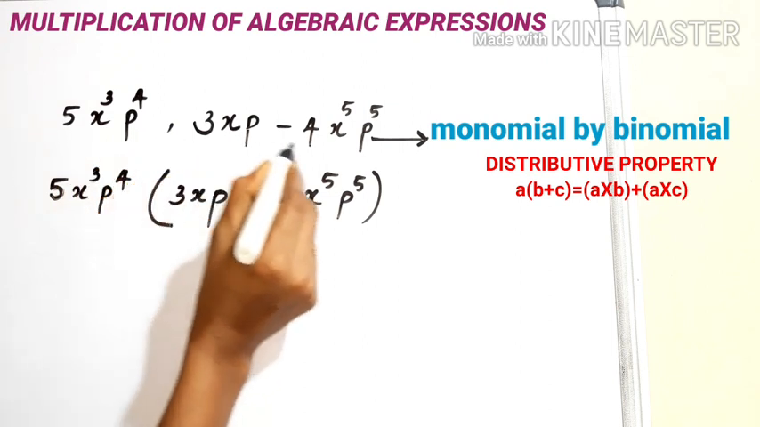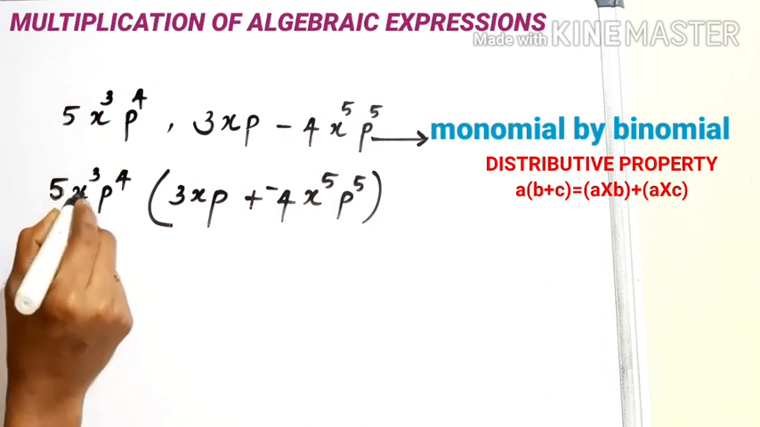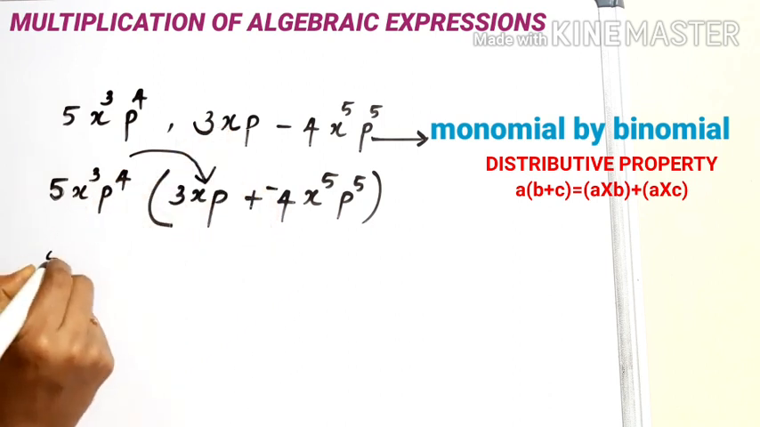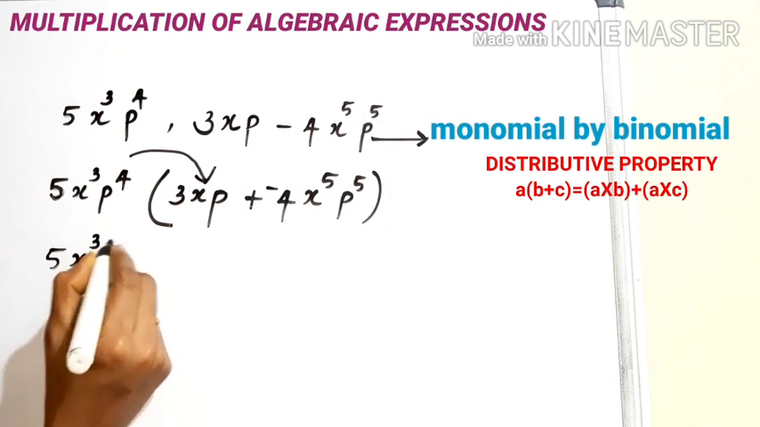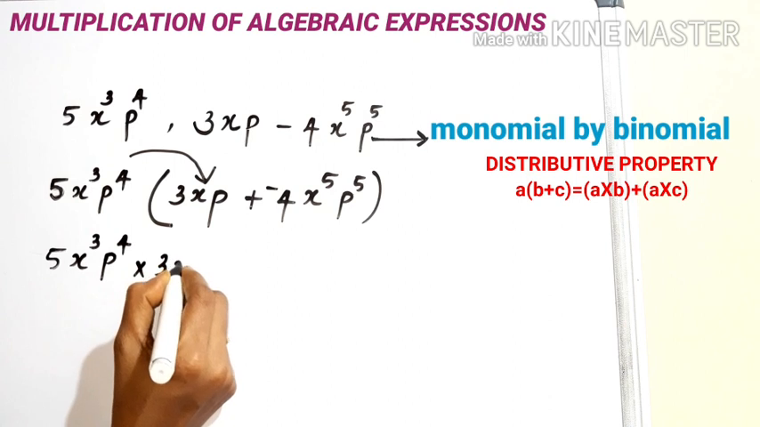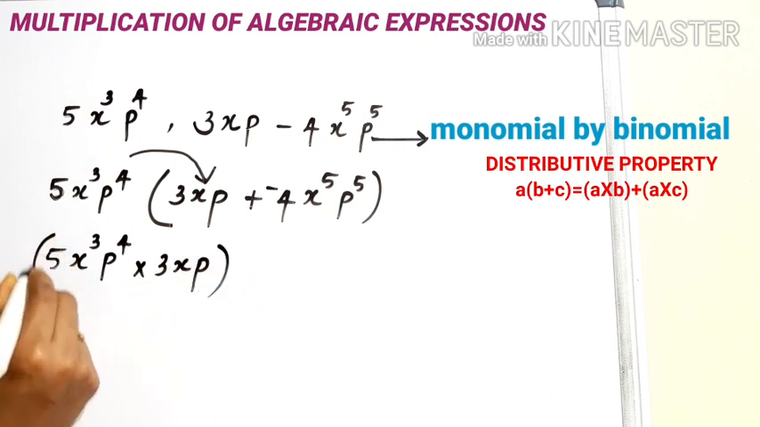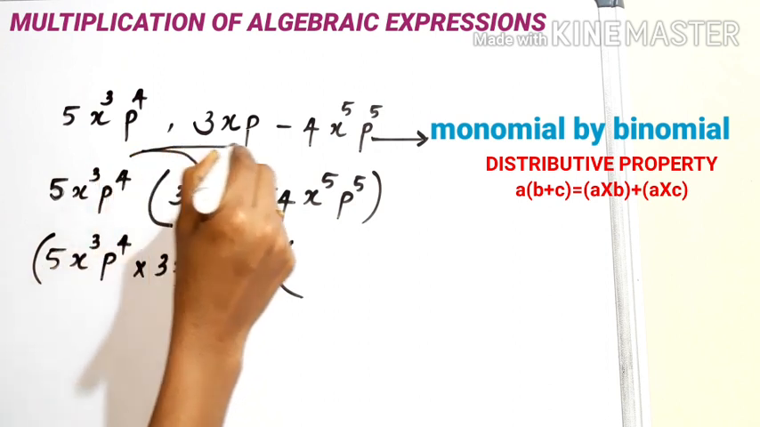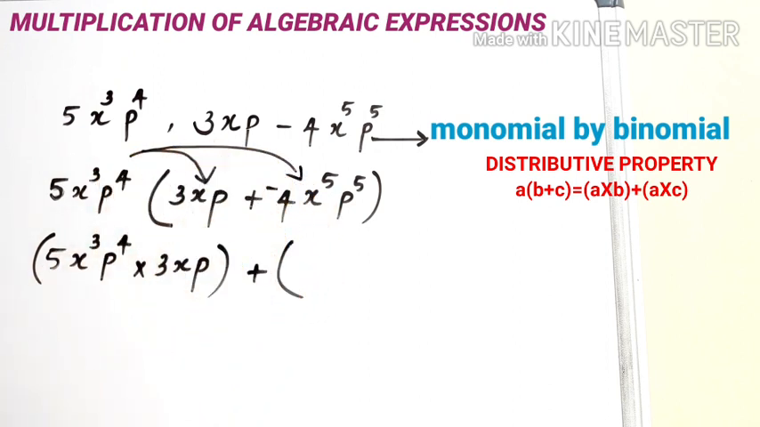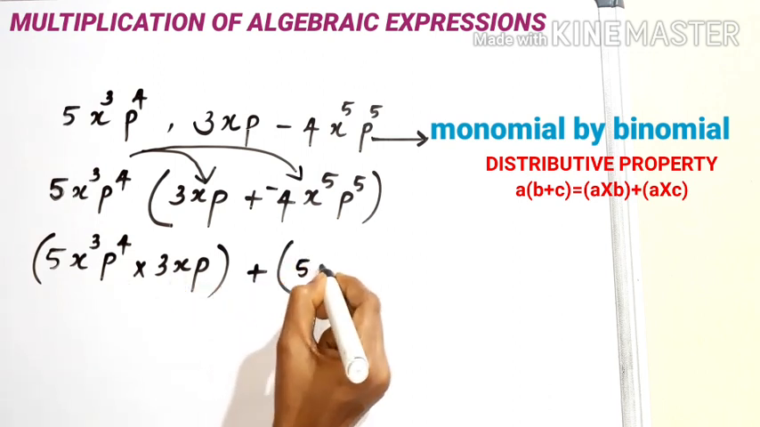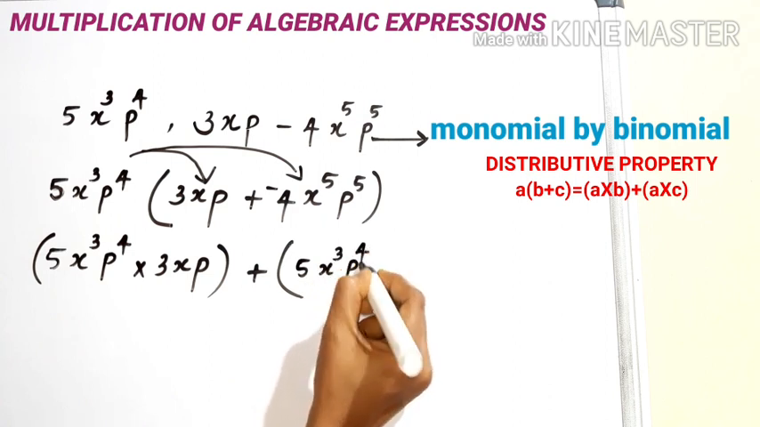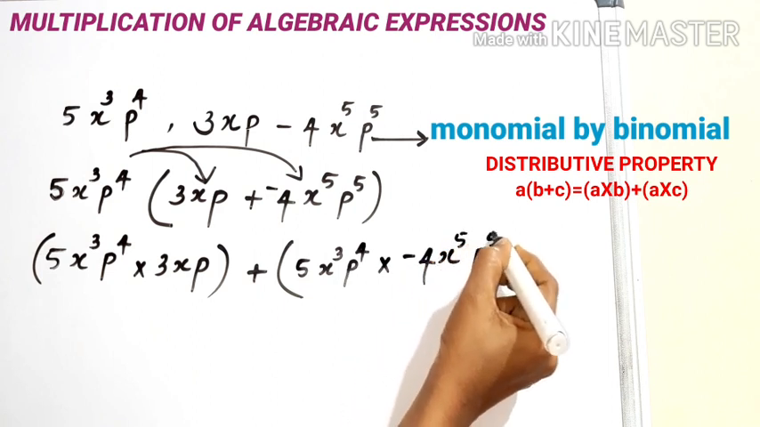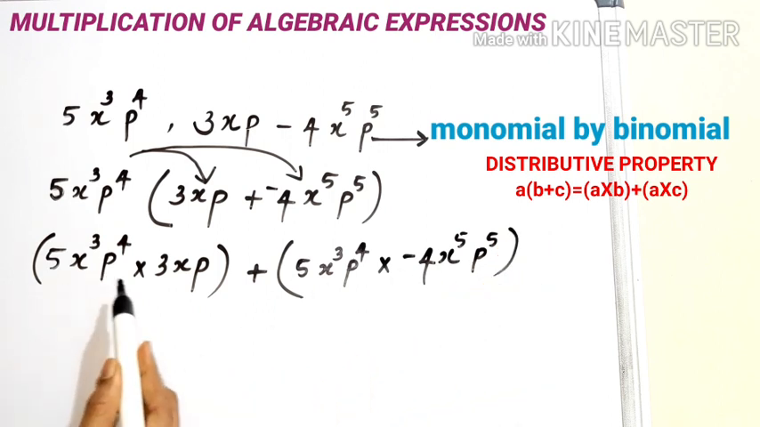Common for these two, right? Here, 5x^3 p^4 into 3xp, plus 5x^3 p^4 into minus 4x^5 p^5. Now we have to simplify each bracket.